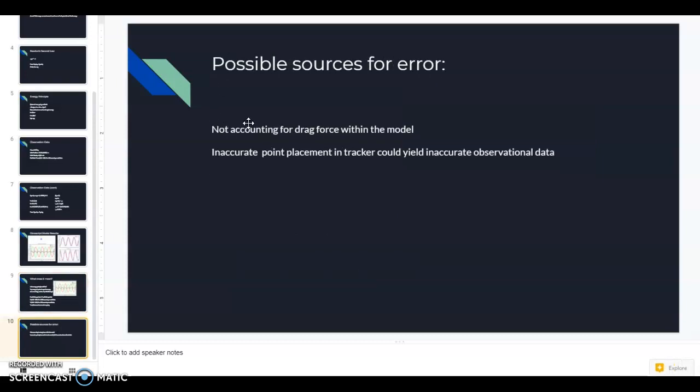Potential sources for error are not accounting for the drag force in the model and inaccurate point placement in tracker, which could yield inaccurate observation data being fed into the model.